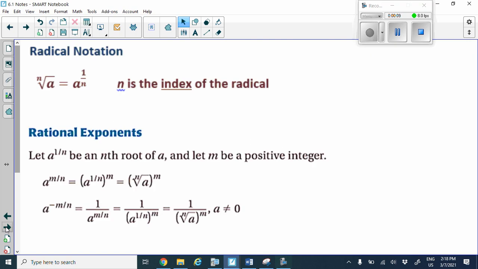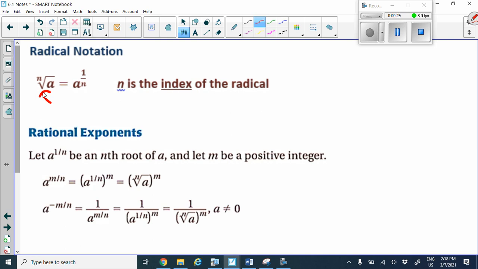Okay, so we first will need to talk about how we can rewrite a radical into a rational exponent and vice versa. It is possible to do it. So basically a radical means it has a square root or a cube root or anything like that. That's what we call a radical, okay?